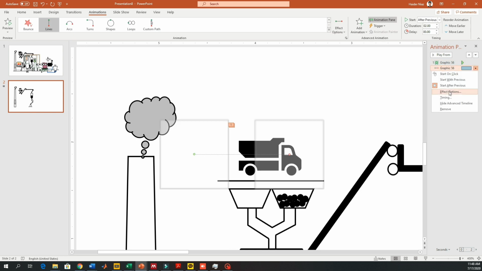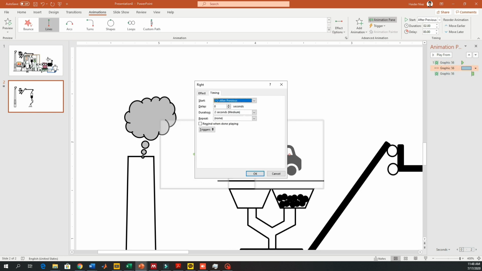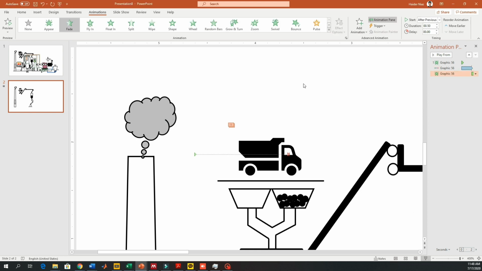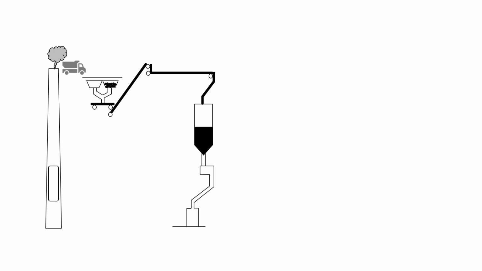Now I also want to repeat them till the end of the slide. So I'm going to change the timing and use until the end of the slide. Now the truck is going to keep moving from the start to the end again and again until the animation is over.